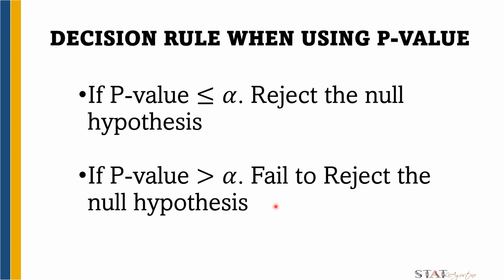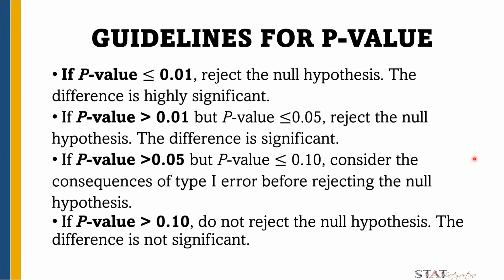You don't need to look for the tabular value of the test statistic, just like what we did in our z table. You just have to look for the p-value and compare it with your level of significance. Then you can have your decision and your conclusion. So these are the guidelines for the p-value. If the p-value is less than or equal to 0.01, then your action is to reject the null hypothesis, and the interpretation is that the difference is highly significant.